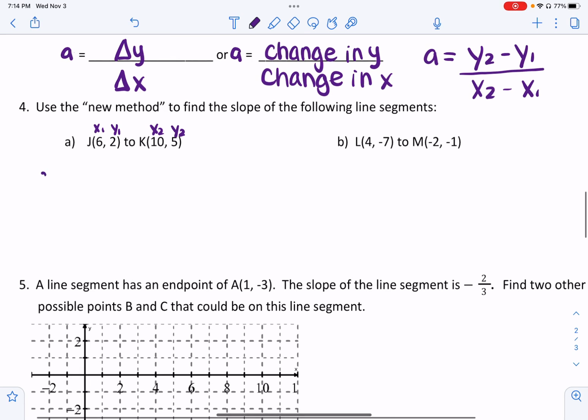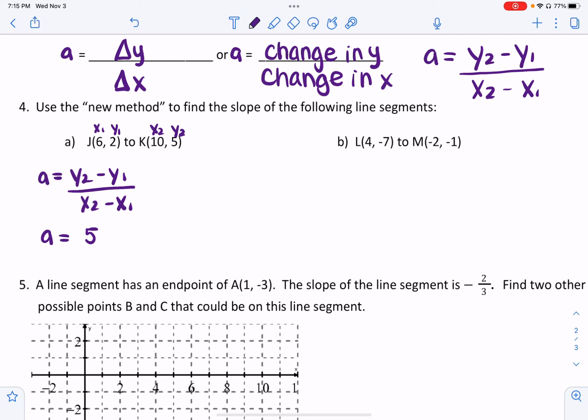So once we have that, we can fill this into our equation. Now, it's very simple and straightforward to fill everything into the equation once we have it all labeled. So that is really important to ensure we label it all first. So y2 is 5, y1 is 2, x2 is 10, x1 is 6. So A, we'll simplify the numerator. 5 minus 2 is 3. And the denominator, 10 minus 6, is 4. So my slope would be 3 over 4.